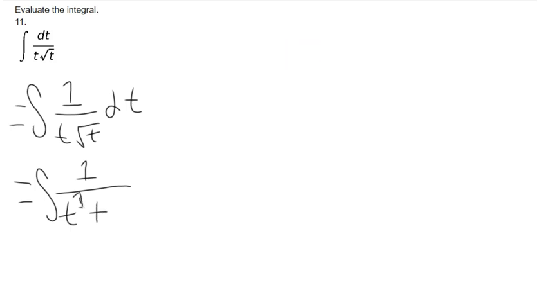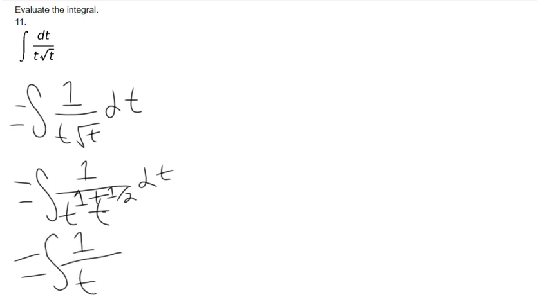Times, not plus actually, the square root of t. Let me write this a little neater. Square root of t is like saying t to the 1/2 power. Then we have the dt. So on the bottom we have a product of two powers with the same base, so I can just add the exponents. That's the kind of stuff you learn in elementary school. So we have the integral of 1 over t to the 1 plus 1/2, which is t to the 3/2, dt.